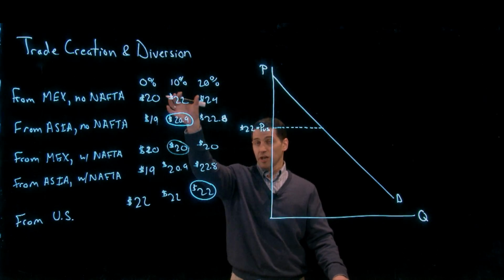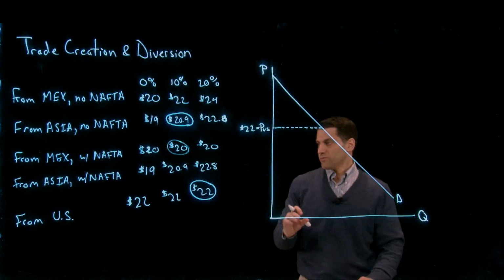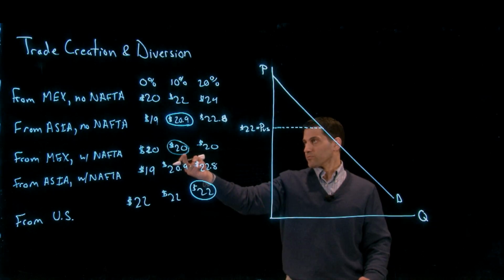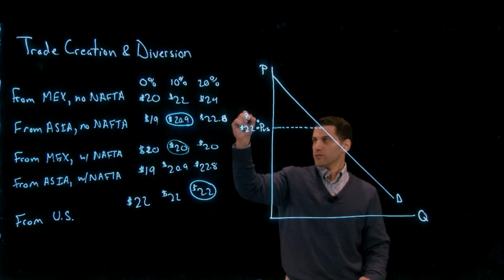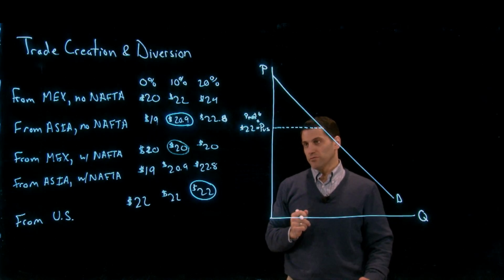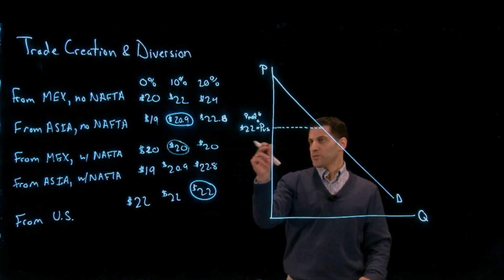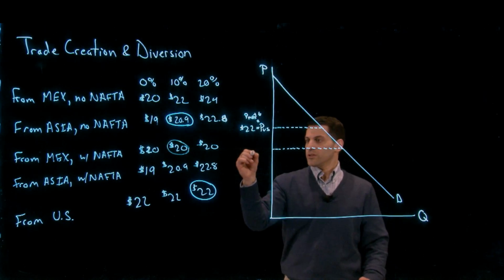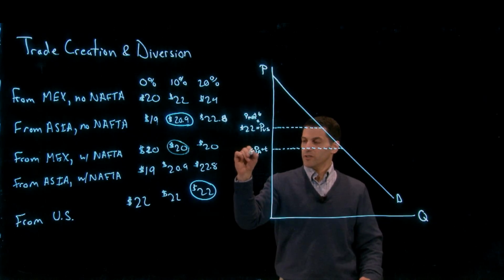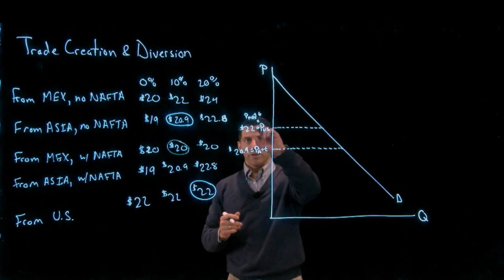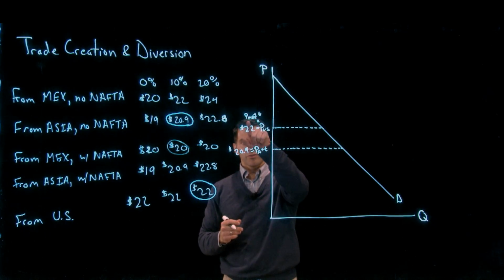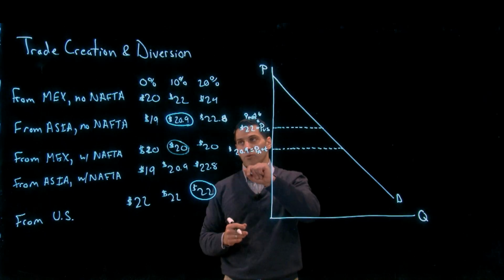Now, what are the other two prices that we need to consider? If we're talking about this 10% tariff case, for Mexico, the price is the price of the Mexican auto parts plus the tariff. For Asia, their price for auto parts with the tariff is $20.90. So here we have the price in the U.S. for the U.S. auto parts and the price for the Mexican-made auto parts plus the 10% tariff. Those are $22. The price of the Asian auto parts with that 10% tariff is $20.90.